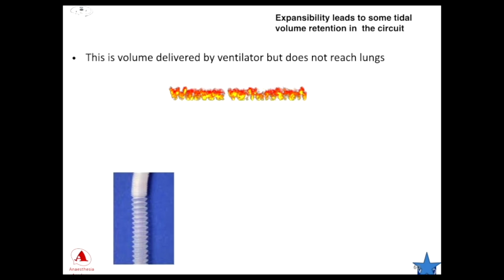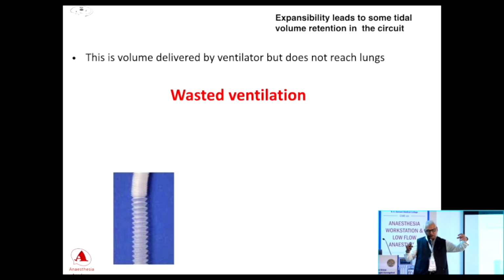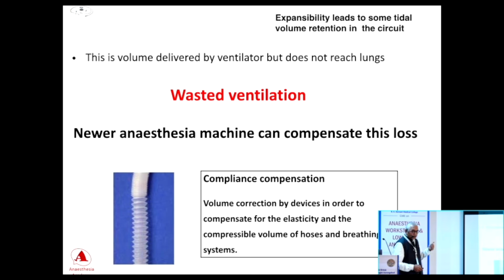So what will happen? When you deliver a pressure, a different circuit will get stretched in a different way. So that much tidal volume is actually not delivered to the patient. And each circuit will be different. This is called wasted ventilation, because the machine has started, but it is not reaching the patient because there is a stretch in the circuit. Newer anesthesia machines can compensate for this. Okay, it is volume correction by the device in order to compensate.